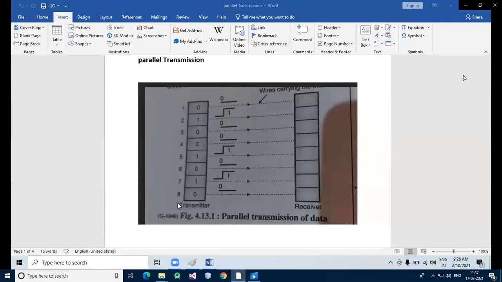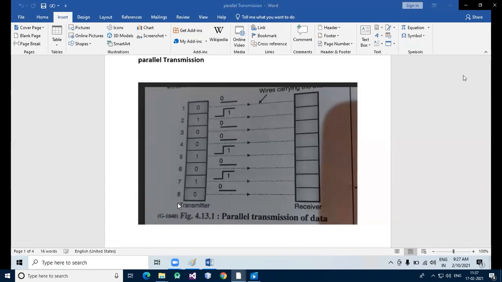So advantages of parallel transmission is that all the data bits will be transmitted simultaneously. Therefore, the time required for the transmission of an n-bit word is only one clock cycle. The serial transmission will require n number of clock cycles for transmission of a word.